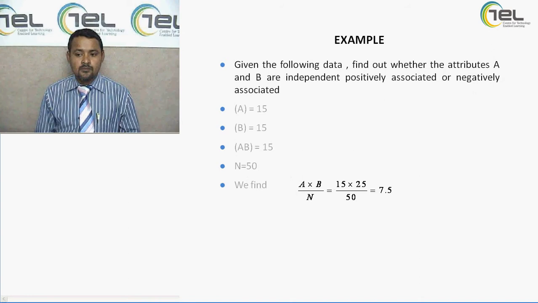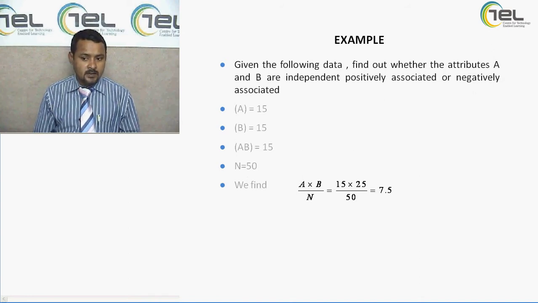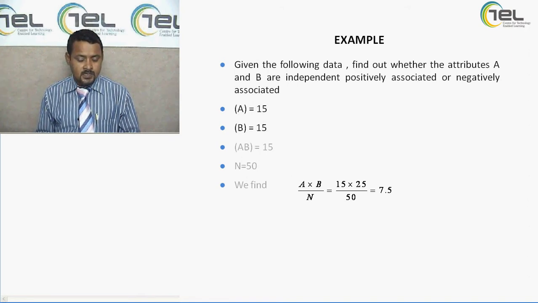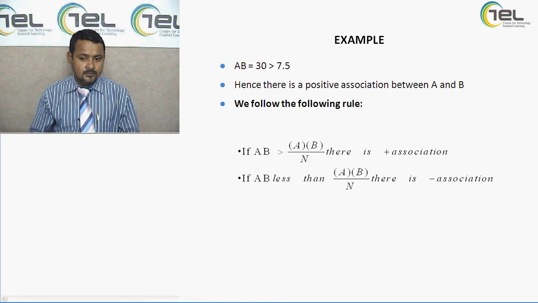Given the following data, find out whether the attributes A and B are independent, positively associated or negatively associated. (A) is given to be 15, (B) is given to be 25, (AB) is 30, N is 50. We find the expected value (A) into (B) by N, that is 15 into 25 by 50, which is 7.5. (AB) is 30, which is greater than 7.5.